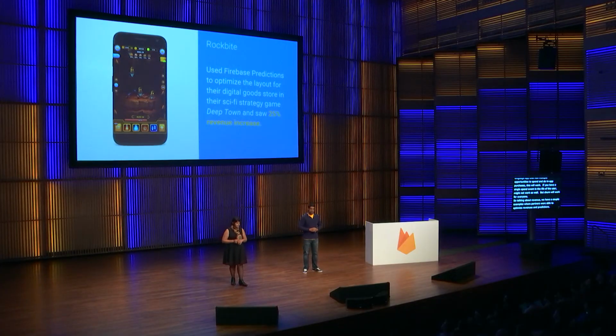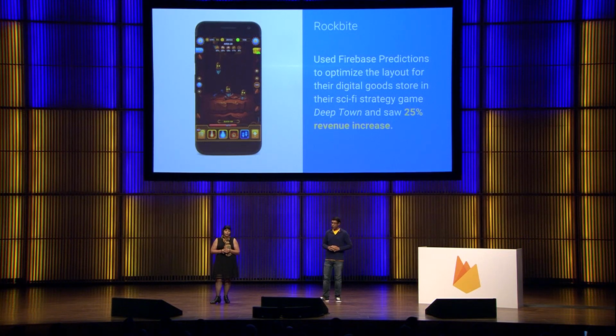Rockbite has this great sci-fi game called Deep Town. And what the team came to us with is the following challenge. They've been running A/B tests for a while inside their app, trying to figure out what's the best layout for their digital store. And every time they run an A/B test, it comes back inconclusive because they run it on a portion of the population, and they're not quite sure why it's working one way or another.